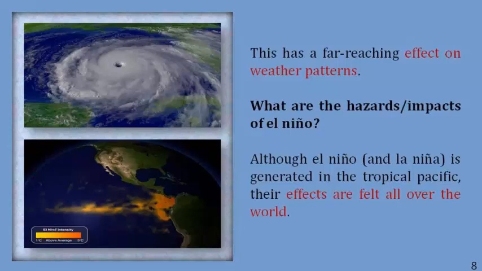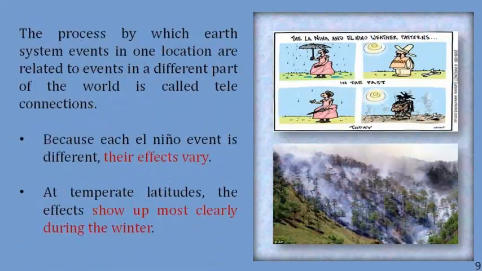So what are the hazards or impacts of El Nino? Although El Nino and La Nina are generated in the tropical Pacific, their effects are felt all over the world. The process by which Earth system events in one location are related to events in a different part of the world is called teleconnections. Because each El Nino event is different, their effects vary. At temperate latitudes, the effects show up most clearly during the winter.